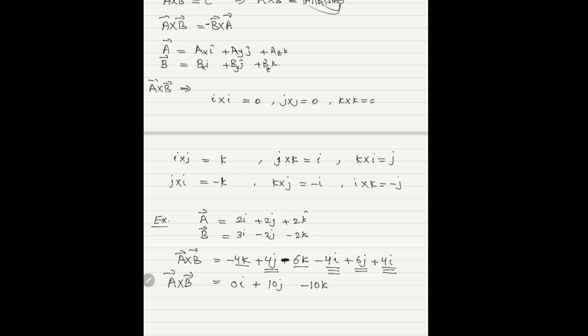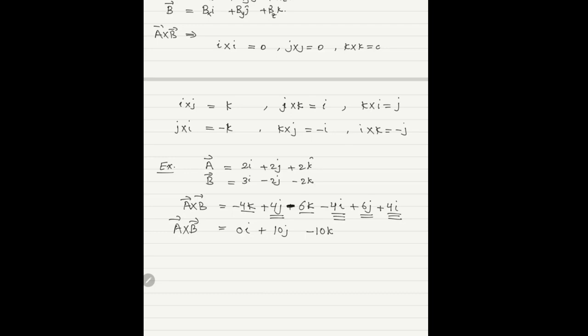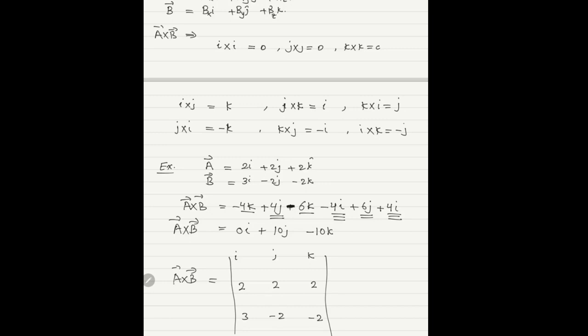So A cross B is equal to this one here. Again, this rule is not easy to deal with, especially with the positive and negative signs. So let's learn a new technique. I think it's much easier than this one. To find A cross B, you just draw a determinant. In the top row, you write I, J, K. The second row is the components of the first vector, so for the vector A, 2, 2, 2, and the third row is the components of the second vector, 3, minus 2, minus 2.